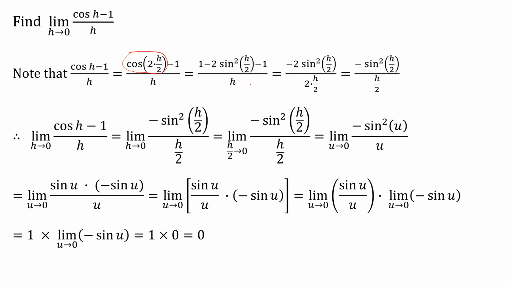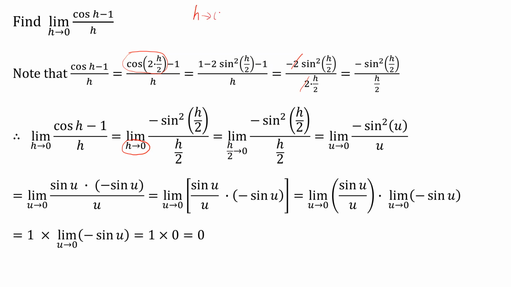And also note, h can be rewritten as 2 times h over 2, right? So again, here, we can cancel a common factor 2, which gives us negative sine half of h squared over h over 2, right? So the limit of cosine h minus 1 over h as h approaches 0 can be rewritten as the limit of negative sine half h squared over half h when h approaches 0. So when h approaches 0, this is actually equivalent to half of h approaches 0, right?